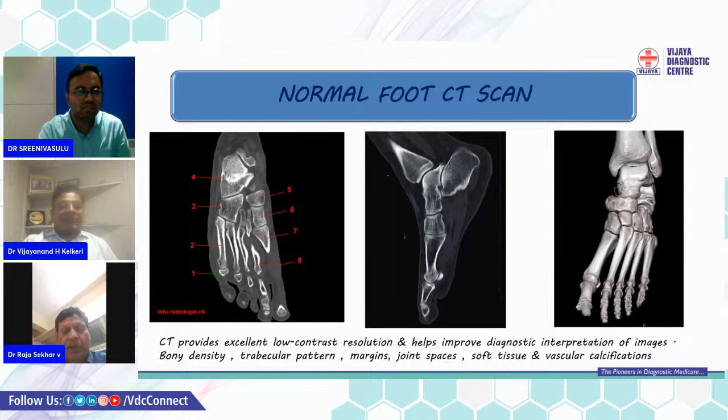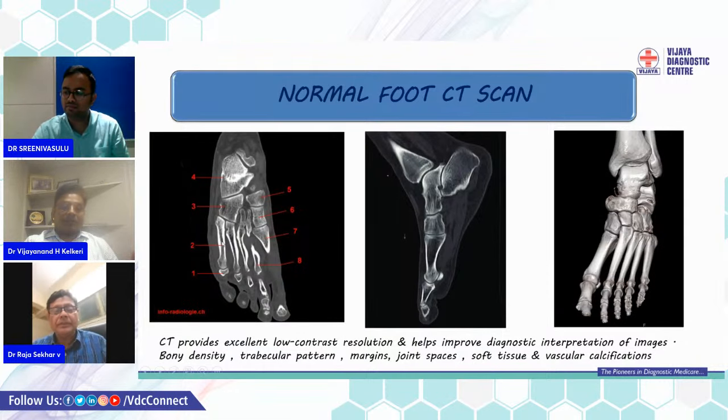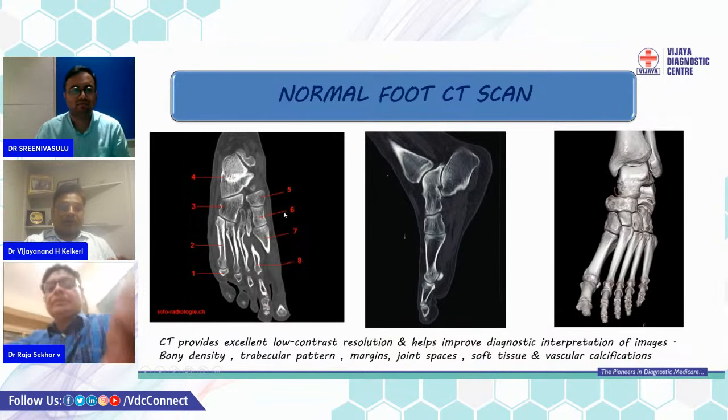Thank you. So this is the coronal CT scan. Normally, CT takes multiple slices of the foot. In the first image, you're seeing this arrow. I guess you are seeing the arrow.